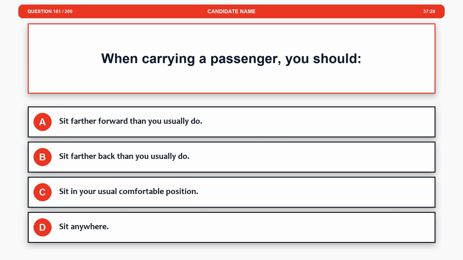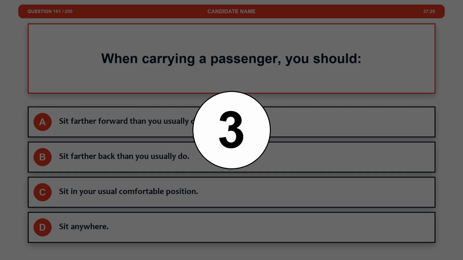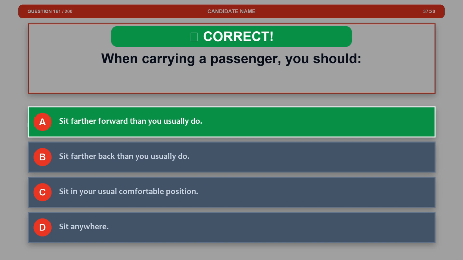Question 161. When carrying a passenger, you should: Option A, sit farther forward than you usually do. Option B, sit farther back than you usually do. Option C, sit in your usual comfortable position. Option D, sit anywhere. The correct answer is option A. Sit farther forward than you usually do.